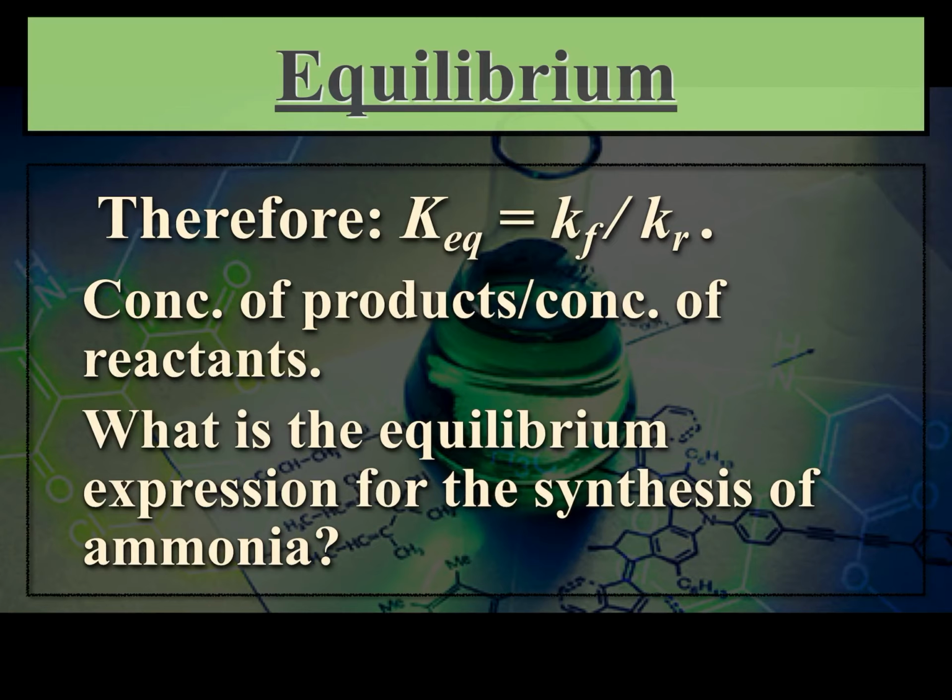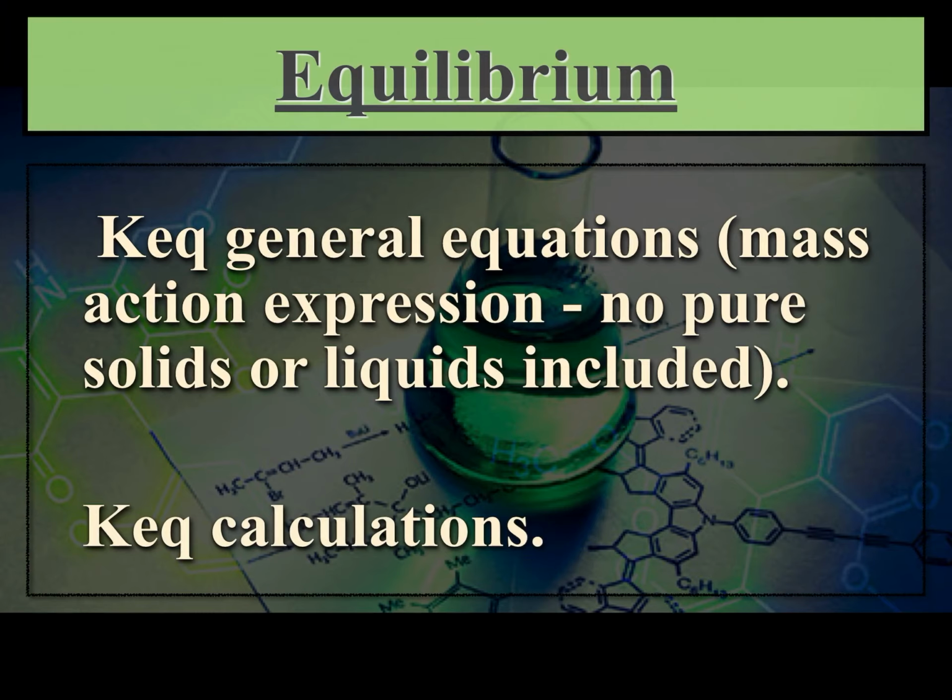What is the equilibria expression for the synthesis of ammonia? Okay, so you would need the equation for that. Now, in order to get the actual KEQ expression, you need to do what's called the mass action expression. In the mass action expression, again, we do our products in the numerator, and we raise it to the power of whatever the number of moles are. And then we divide that by the reactants raised to whatever power number of moles are. However, in a KEQ expression, you do not include pure solids or liquids.